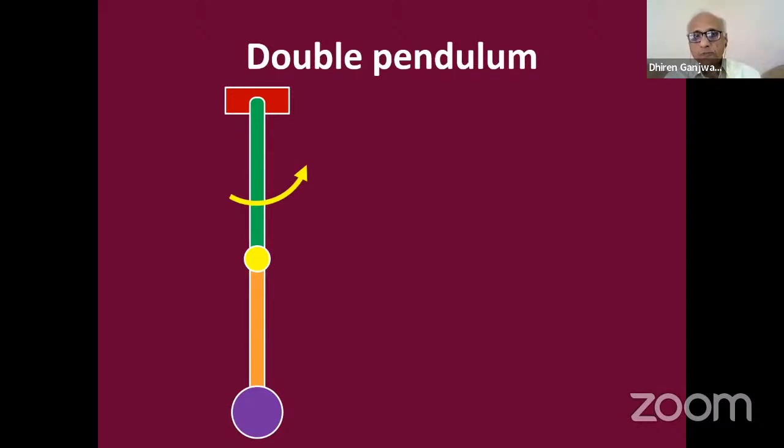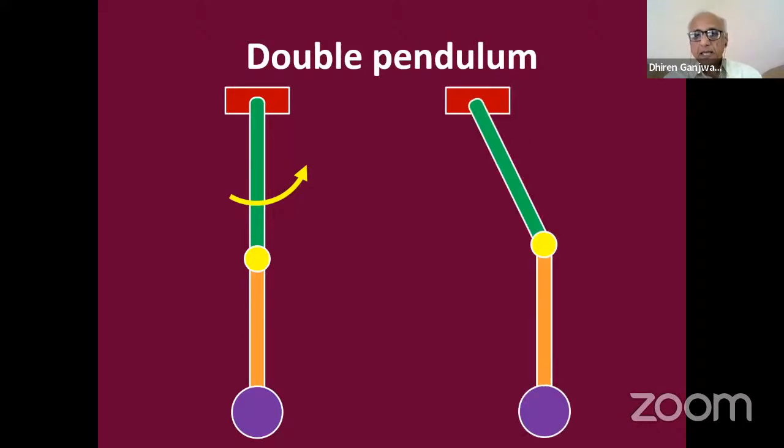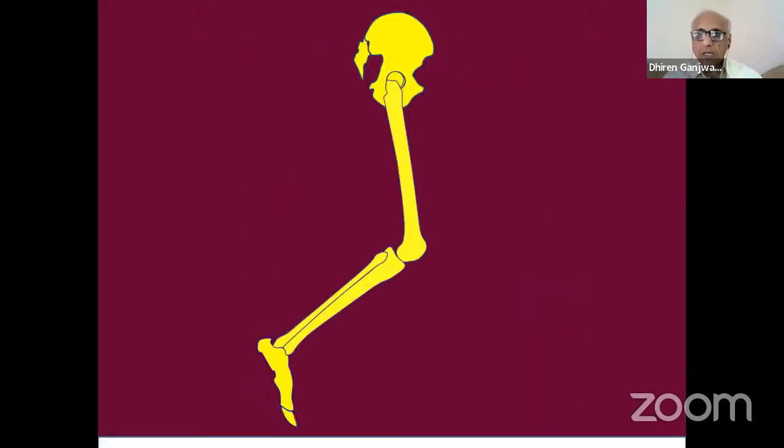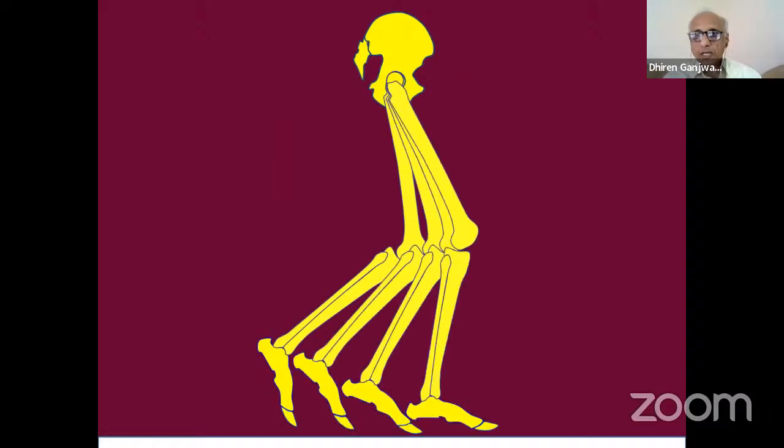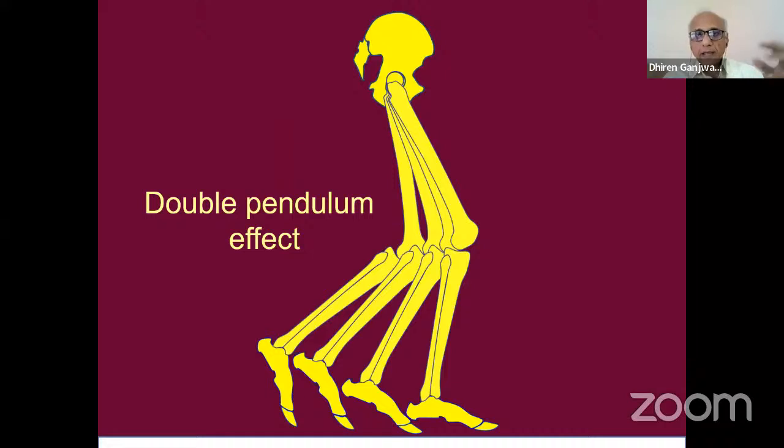this upper portion moves forward towards the right like this. Then what happens to the lower portion? The lower portion also goes forward. So this is what the concept of double pendulum is and how it applies to the knee joint. This is how the knee is moving, and this is because of the double pendulum effect.